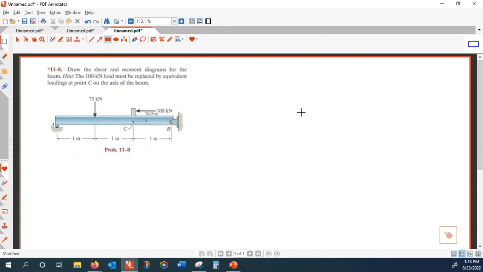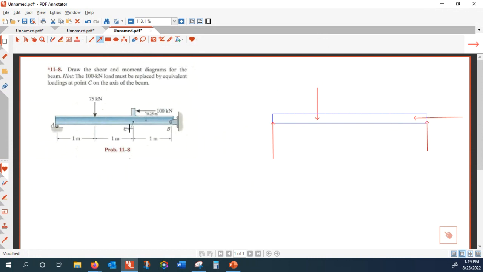Well, I need to find out the reactions, so we know how to find the reaction. I hope everyone knows how to find the reactions. So this is one force here. That is a roller. The roller would take a vertical load, and this pin is offering two resistances.